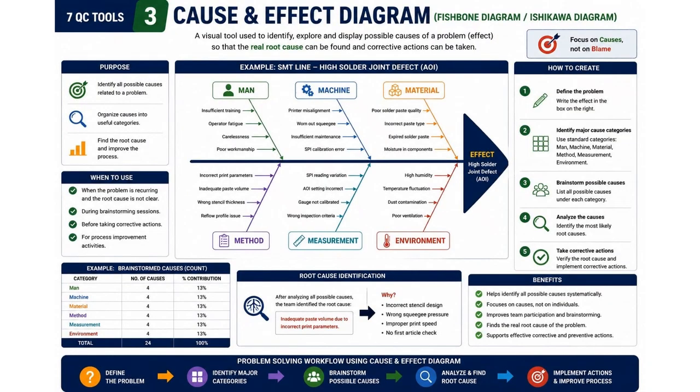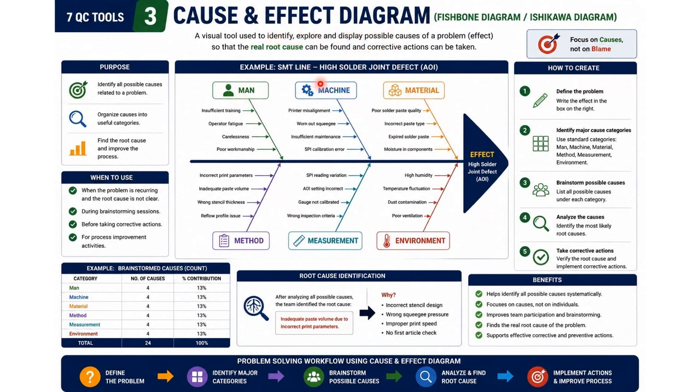Next is the cause and effect diagram, also known as the Fishbone diagram or Ishikawa diagram. This tool was developed by Dr. Kaoru Ishikawa to help teams identify the root cause of a problem instead of just treating its symptoms. Remember, the goal is to focus on causes, not blame people. As shown in this example, the problem, or effect, is high solder joint defect.